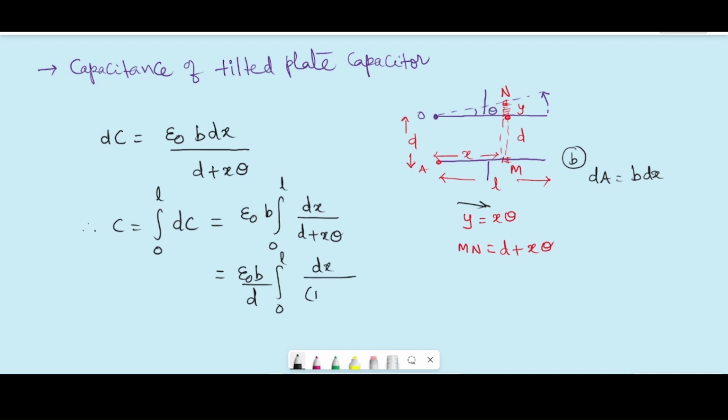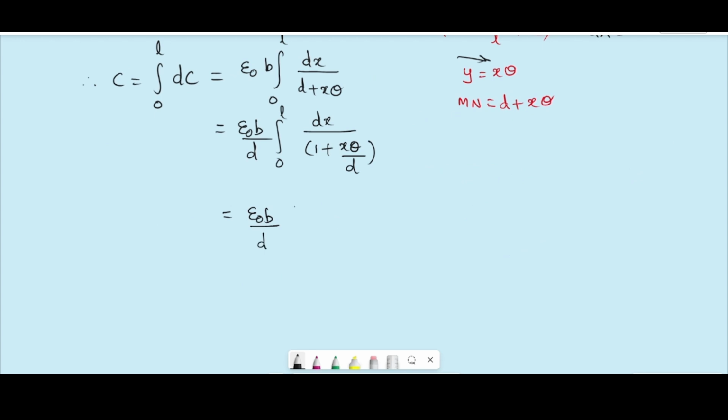because here d is taken common, 1 plus x theta by d. So this is epsilon naught b by d, integral 0 to L, 1 plus x theta by d to the power minus 1 dx. So from the above equation we can write epsilon naught b by d integral 0 to L of (1 plus x theta by d) to the power minus 1 dx. There you apply the (1 plus x) to the power n form, so it becomes 1 minus x theta by d in the bracket.